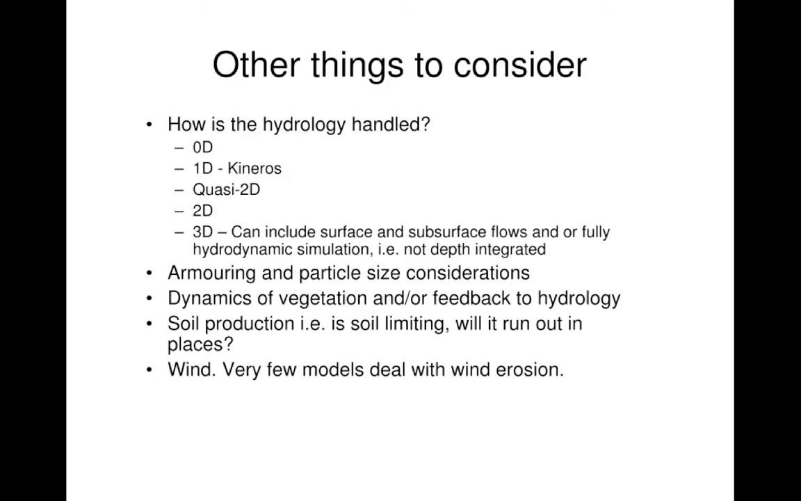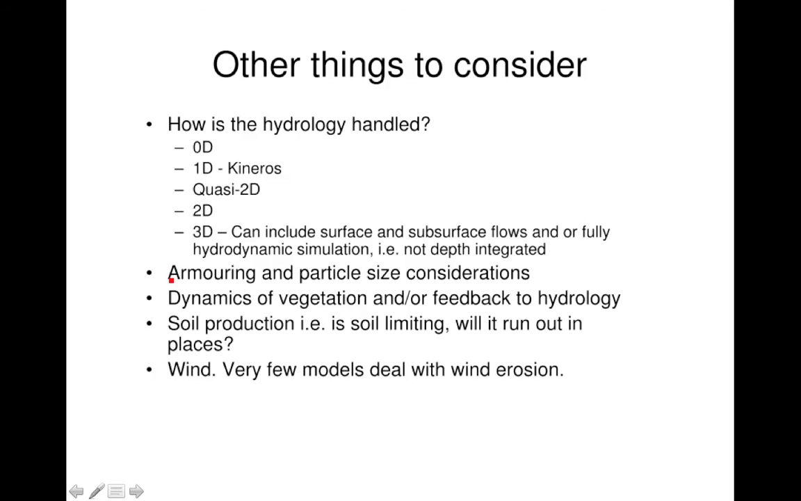So other things you consider about erosion, hydrology and landscape evolution models is actually how is the hydrology handled? Is it just one lumped parameter for the entire catchment, like a bucket describing an entire catchment, a 0D model? Is it 1D like in Kinross, where you route the water flow through a series of separated flow networks? Is it 2D? Do you have two-dimensional water flow in the landscape? Quasi 2D or 2D, or can it actually handle three-dimensional water flow with the full hydrodynamics?